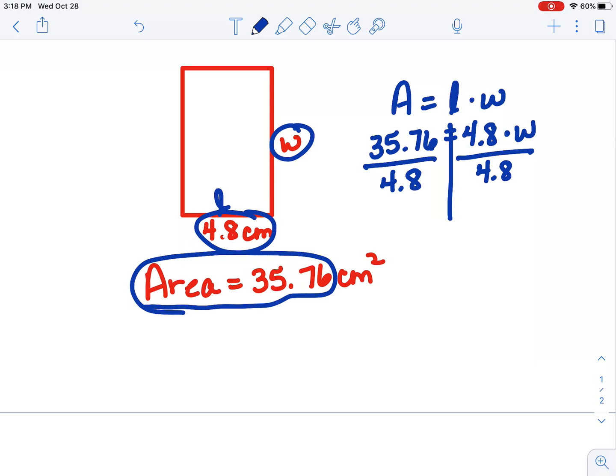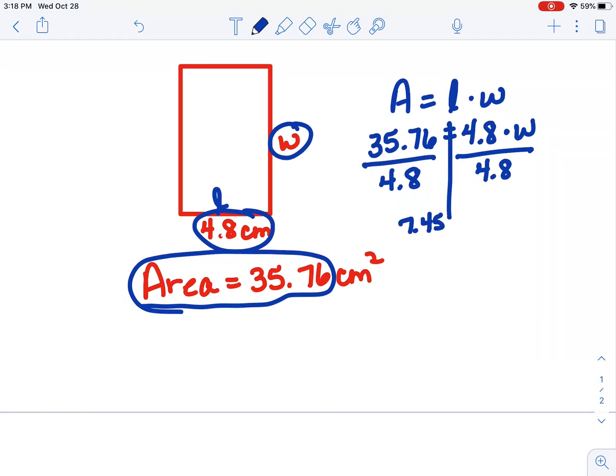On the left side, you're going to do the math. 35.76 divided by 4.8 is 7.45. These cancel out or divide out. We give you 1, and 1 W is just the same as W. So then in your answers, you would have W equals, you'll have a box. And so we know W equals 7.45. If this is in centimeters, then this would be 7.45 centimeters.